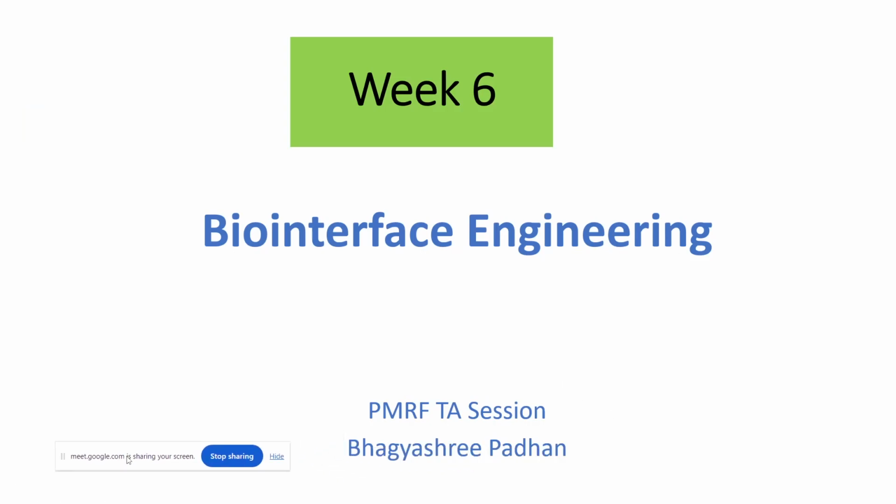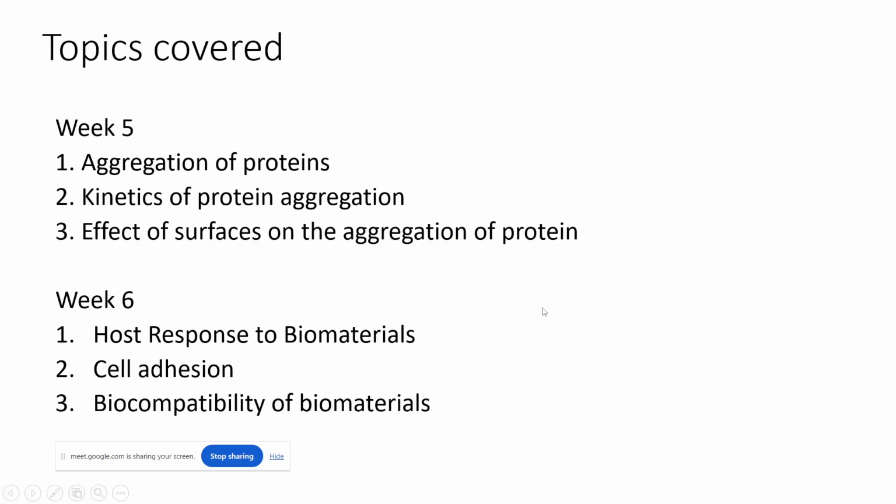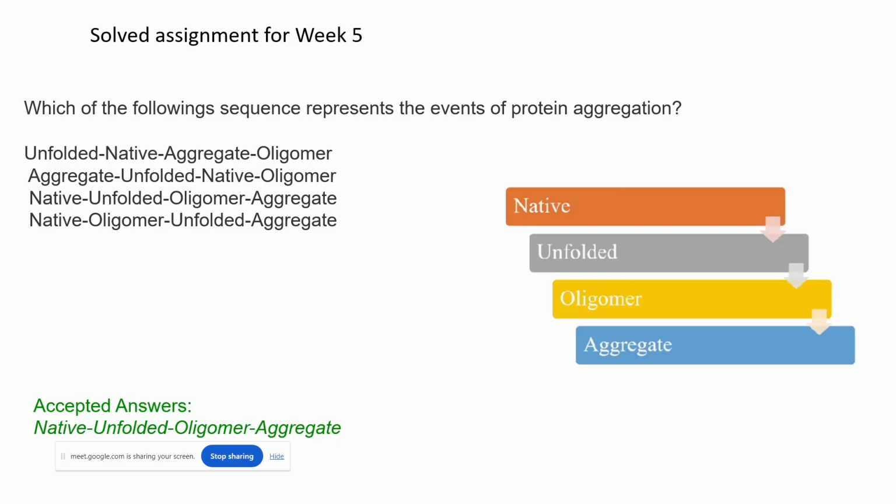So this is the week 6 TA session, and as usual, we'll solve some week 5 assignments that you have already submitted and do some sample problems for week 6. The topics covered in week 5 were aggregation of proteins, kinetics of protein aggregation, and effect of surfaces on the aggregation of protein. For week 6, host response to biomaterials, cell adhesion, and biocompatibility of the biomaterials was covered. So we'll first start with the week 5 assignment problems.